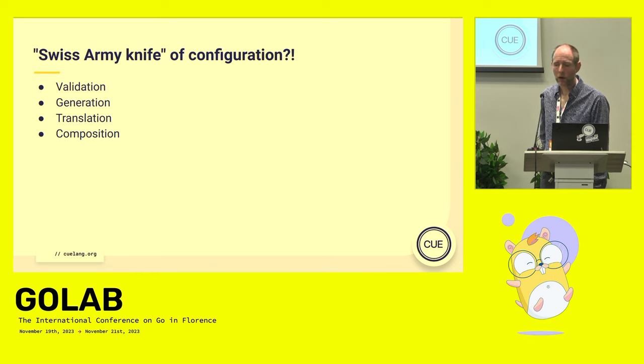Q can compose configurations together. That is, you can take Q configuration from different sources and merge them together in a predictable and intuitive way. We also call this unification. This is arguably Q's secret sauce and the key to so much of why it's useful.